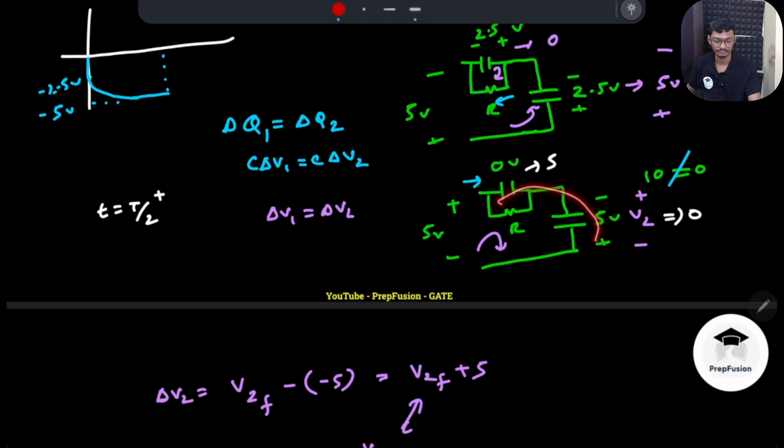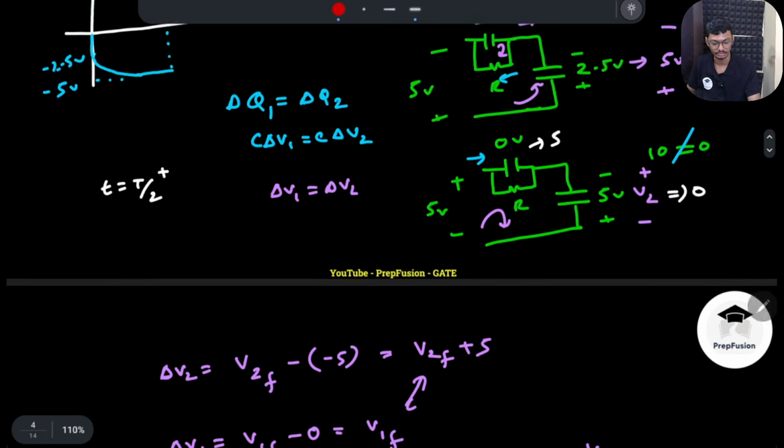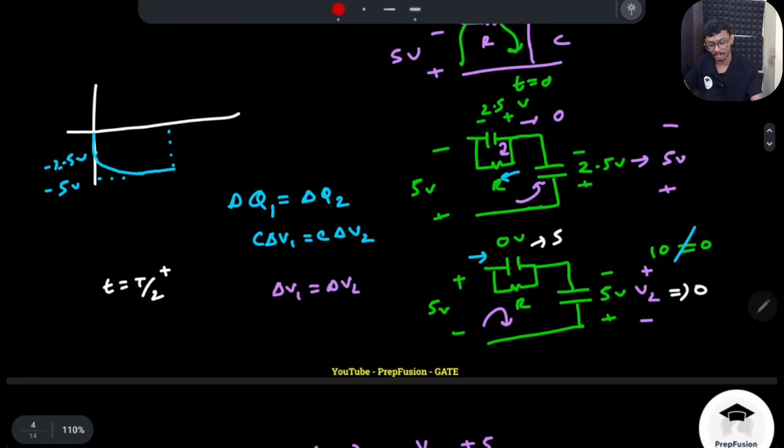So this will be 5 volts, right? If you do the calculation, this will be 5 volts. So what is happening to the output voltage? The output voltage is suddenly jumping from -5 to 0. Why? Because impulse current is flowing.